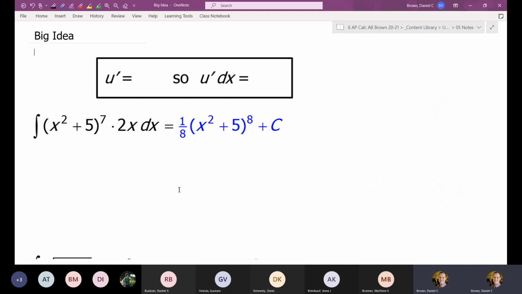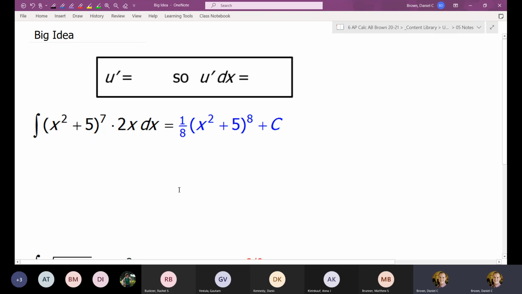Again, you won't ever have to show where it comes from, but I think it's useful to see where it comes from to understand why it works. So here's that same problem we just did. That was the first one, and we saw that that was the answer. We know that's the answer because we talked about it. The big idea behind u sub is where it comes from.